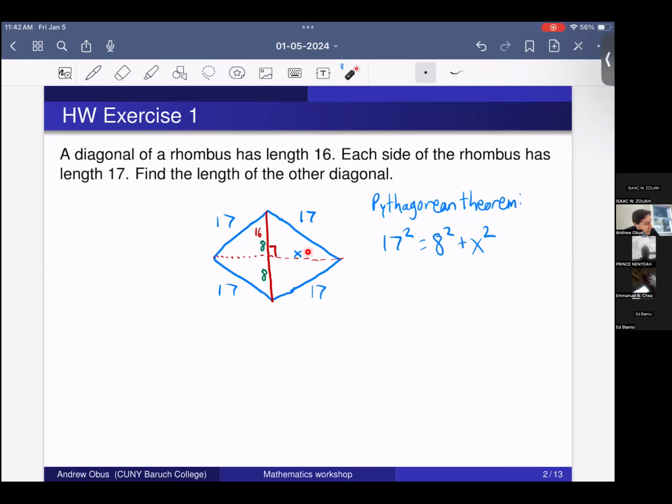That's the Pythagorean theorem. If I label this here with x, so that x equals 1/2 the other diagonal, then as Ed says, the Pythagorean theorem gives us that 17 squared is going to be 8 squared plus x squared, because those are the other two sides.